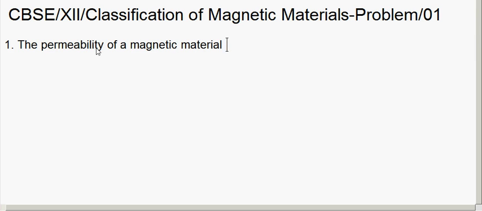Now first note down the problems and then we'll try to answer the questions. So take down the first one. The permeability of a magnetic material is 0.9983. These are all one mark questions. Name the type of magnetic material it represents.